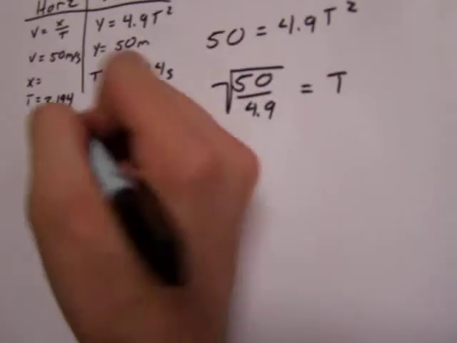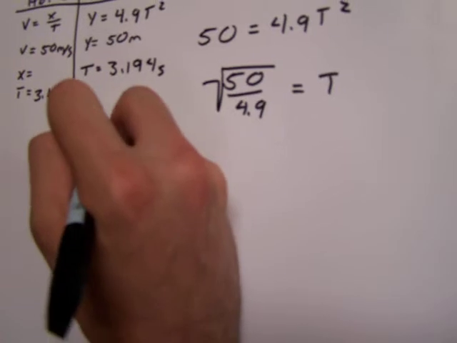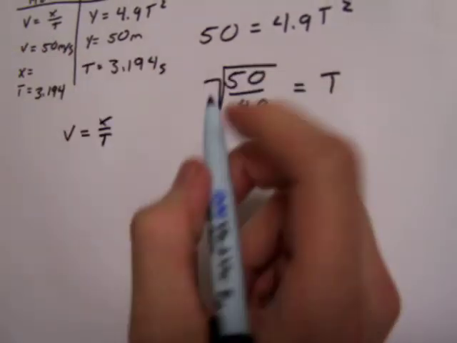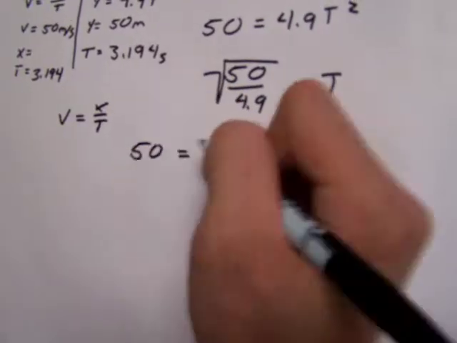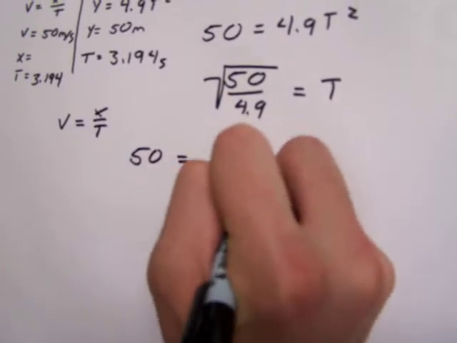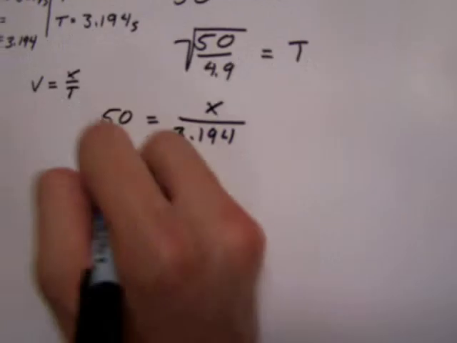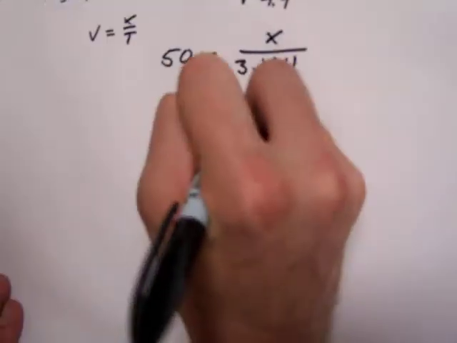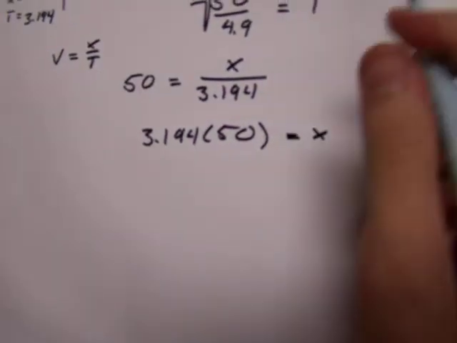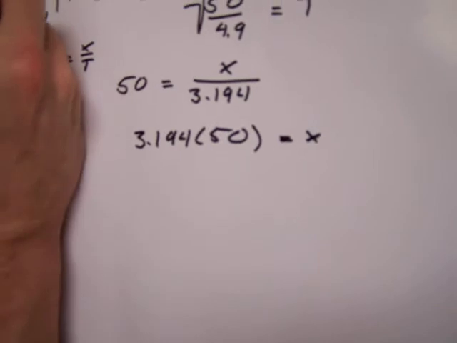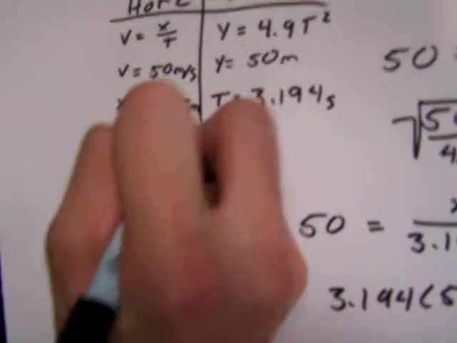And because of that, we can now solve for the distance, which is one of the things we're supposed to find, by using this equation, which is written up there. And this ends up being 50 equals distance over 3.194. Then we use algebra and we multiply 3.194 by 50. And that is our distance, which ends up being 159.7 meters.